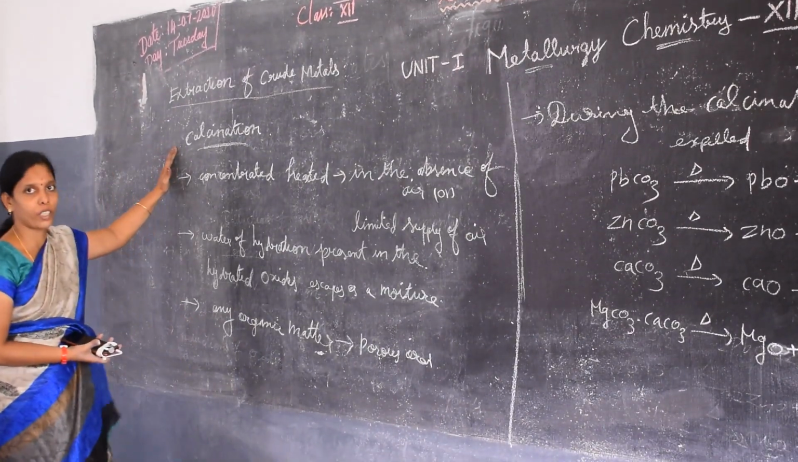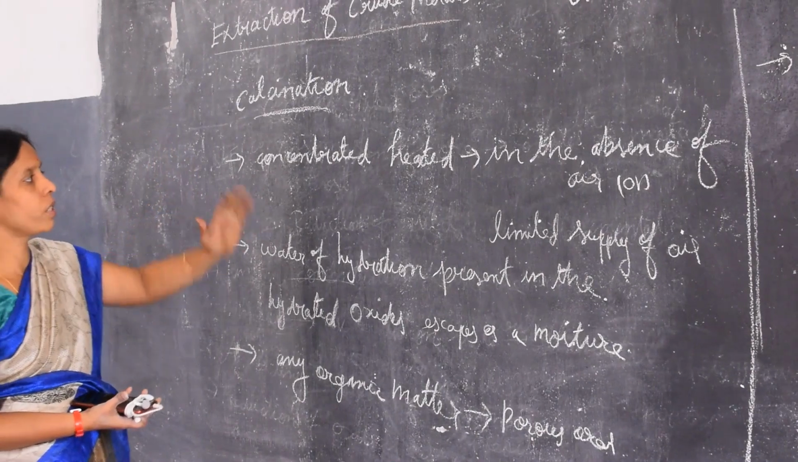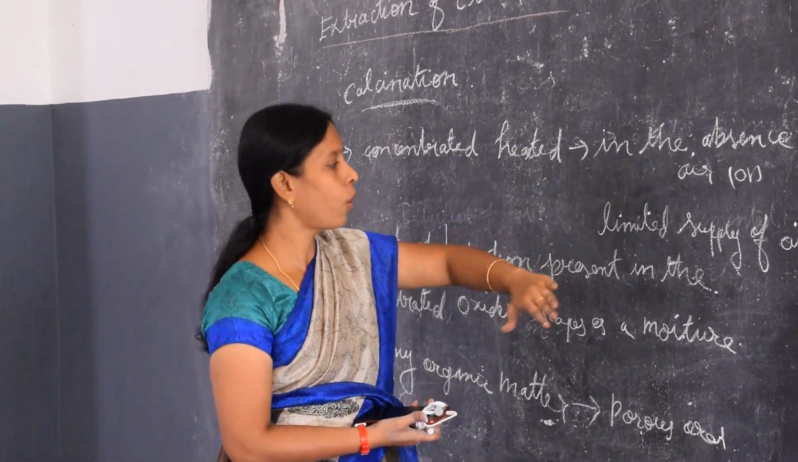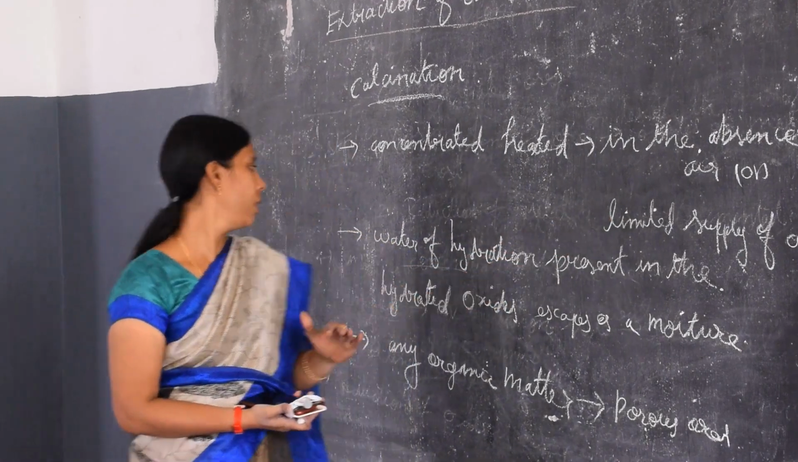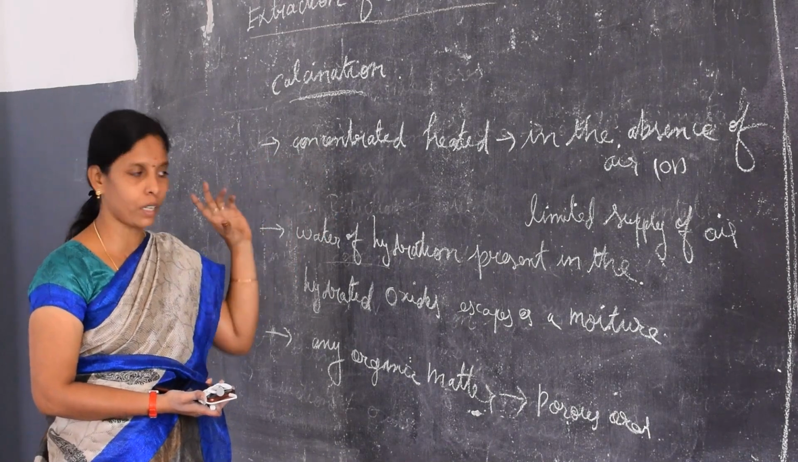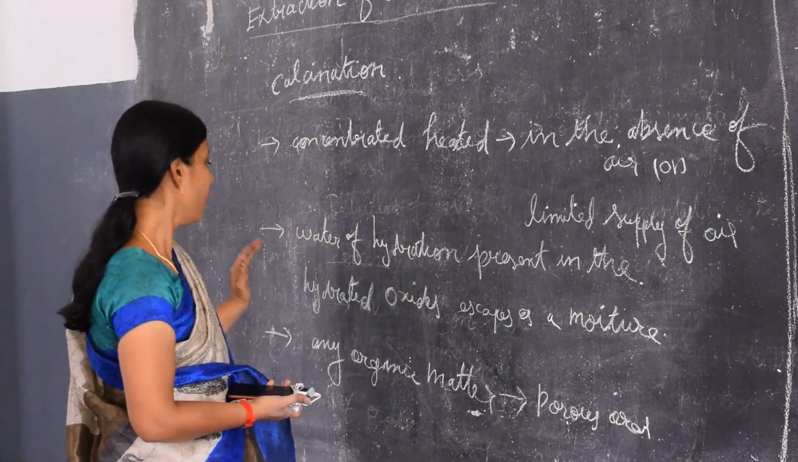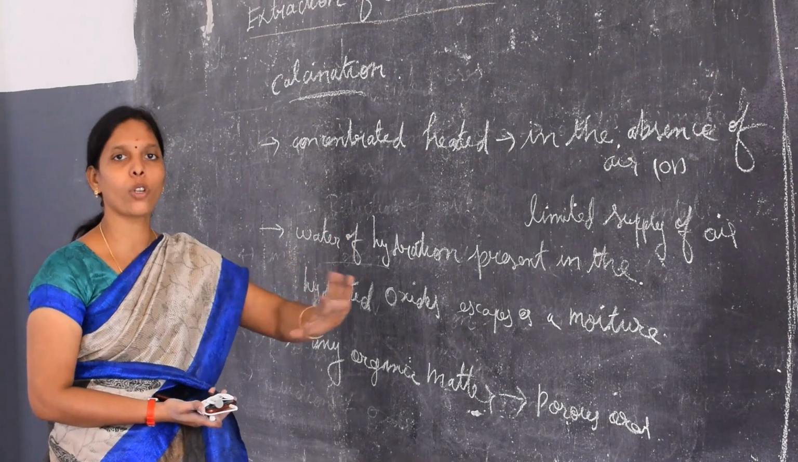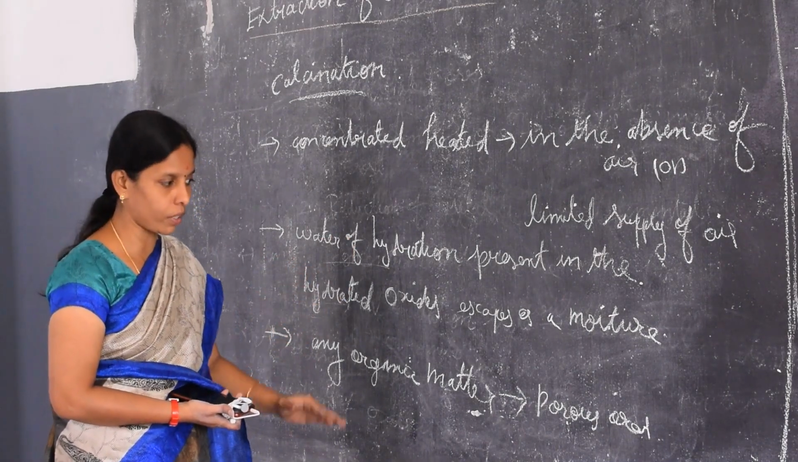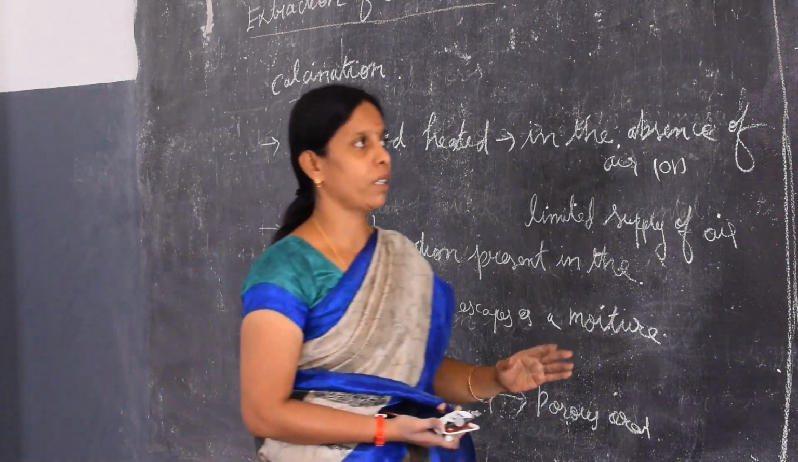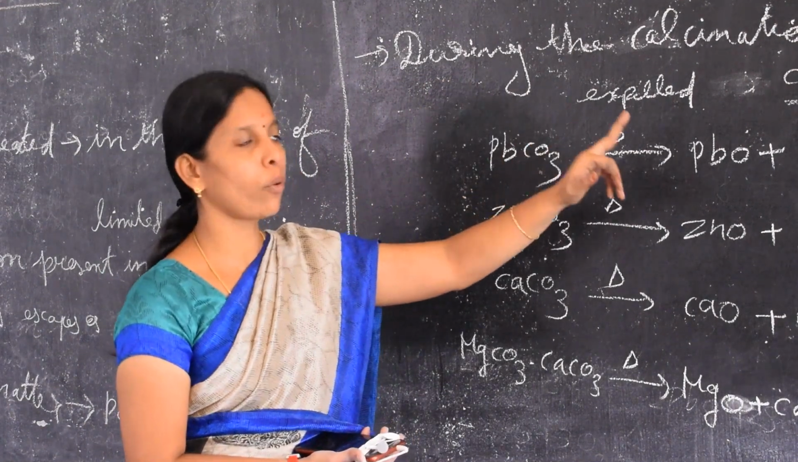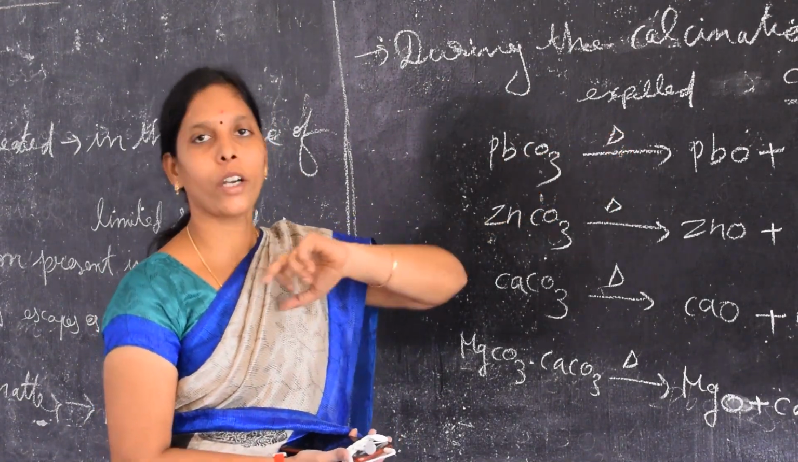So first one, calcination process. என்ன செய்றோம்? The concentrated ore is heated in the absence of air or limited supply of air. Okay, next one, the water of hydration. Suppose நம்ம ஹீட் பண்ணும்போது water present ஆயிருந்தா water of hydration presence in the hydrated ores escapes as a moisture வெளியில போகுது. Yes, or any organic matters present ஆயிருந்தா அது pores வழியா வெளியில ரிமூவ் ஆயிடுது. சரியா? So இதுல வந்து calcination process பாத்தீங்கன்னா carbonate ores apply பண்ணலாம் and then hydrated ores பண்ணலாம்.